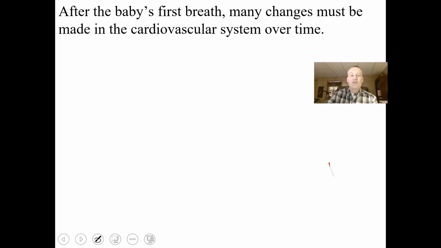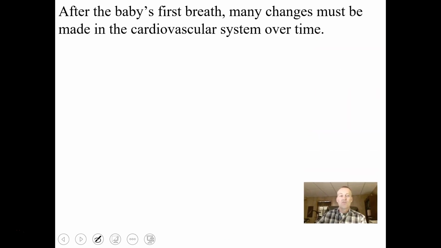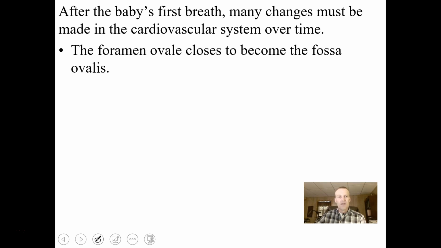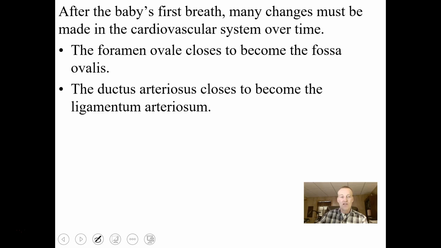So after the baby's first breath, many changes must be made in its cardiovascular system over time. Fetal circulation is a little different than infant circulation because the fetus is not breathing air through its lungs, it's deriving oxygen through the umbilical cord. So there is a foramen ovale. This basically connects the right atrium and the left atrium. It's a hole in the heart, and that at birth will seal, creating the fossa ovalis.